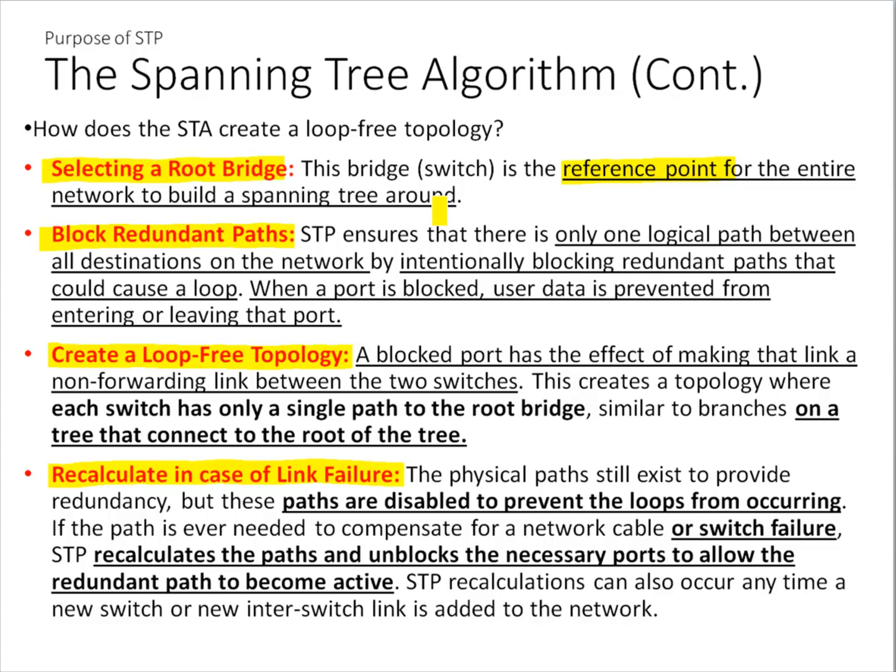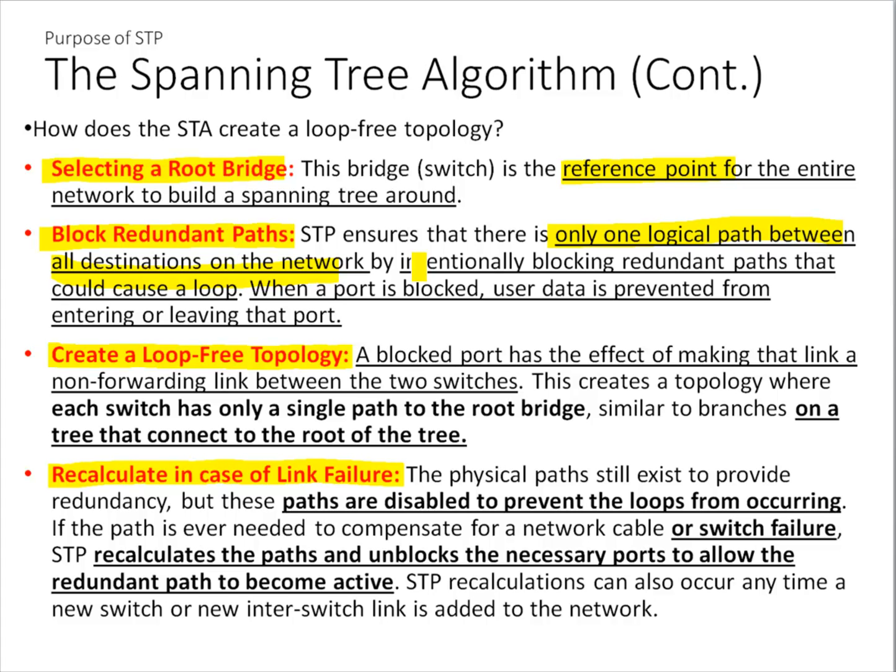I have 4 switches in my topology diagram and there is a loop available. So I want to select one switch as a root bridge. How can I select? There are some steps available, we will see it in the coming slides. Once the root bridge is selected, then you have to find only one logical path between all the destinations on the network to the root bridge. So there should be only one logical path. This is the second step. First step, selecting the root bridge. So one switch I selected as a root bridge.